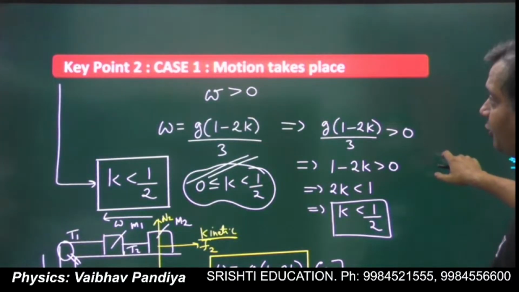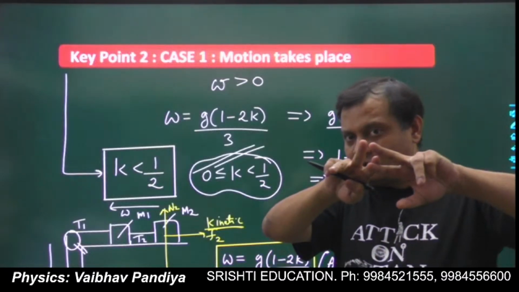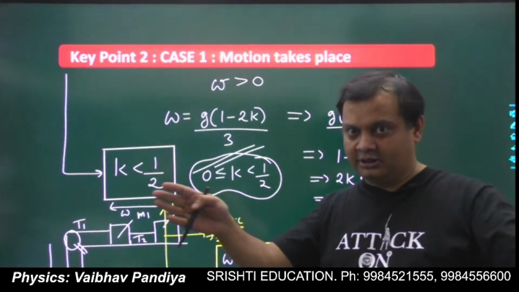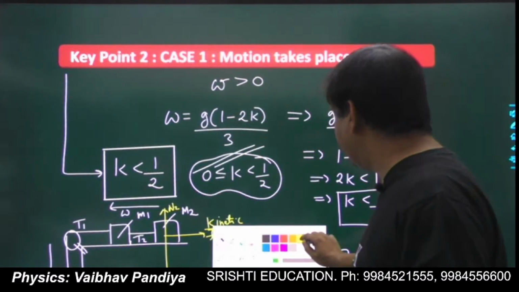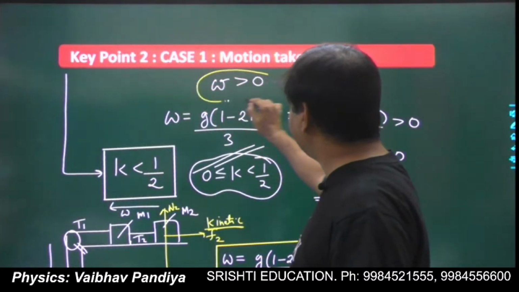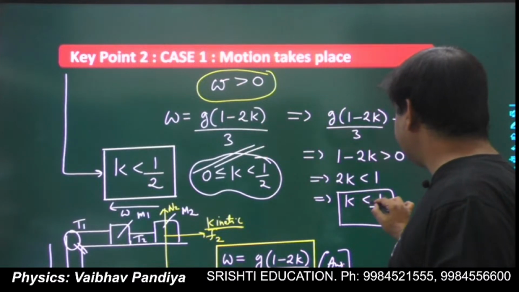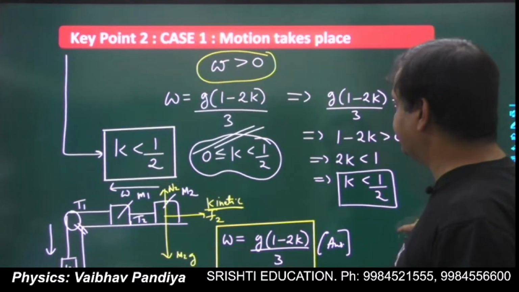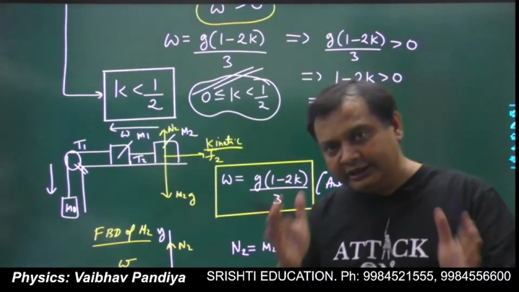Now the critical point arises whether the motion will actually take place or not. So there will be two branches radiating out. If the motion takes place, then w will be greater than 0. And when you apply this inequality, you get the conclusion that k is less than half. So if the coefficient of friction is less than half, then only the motion will take place.